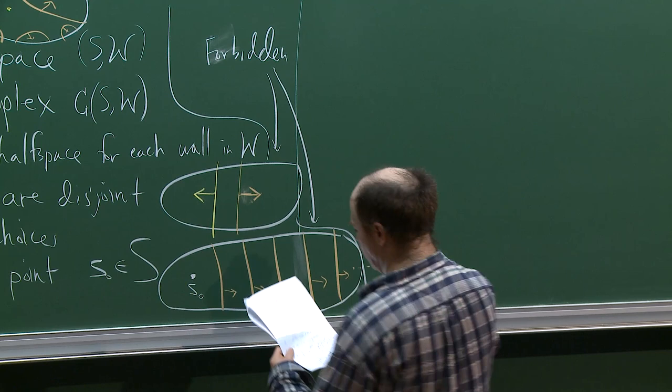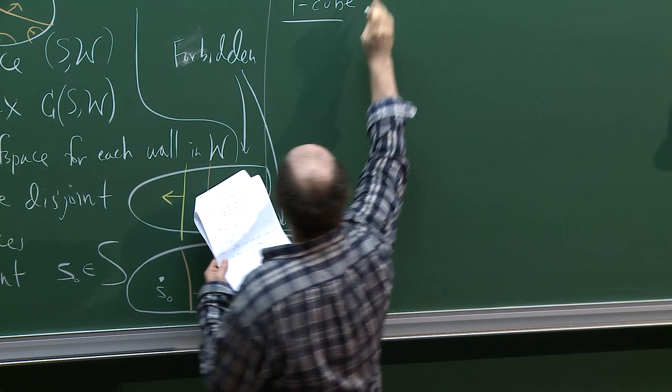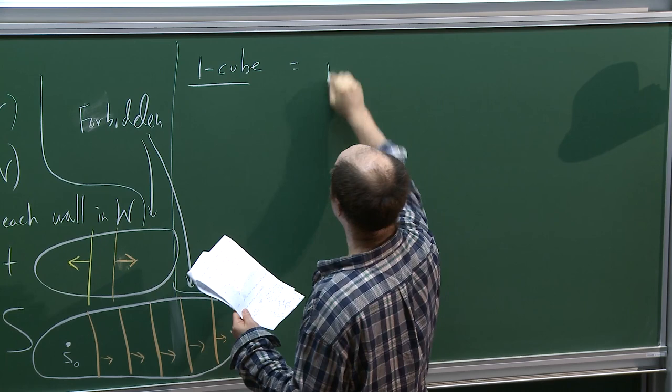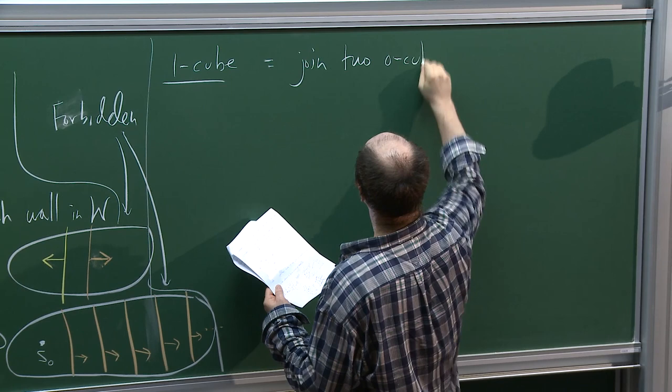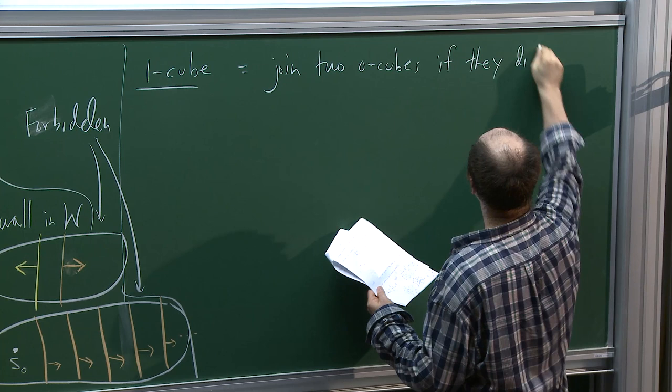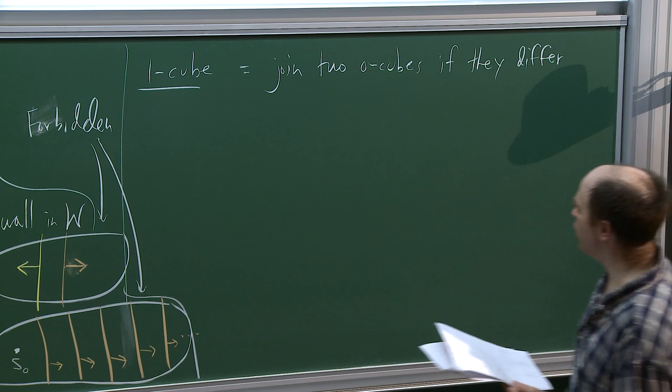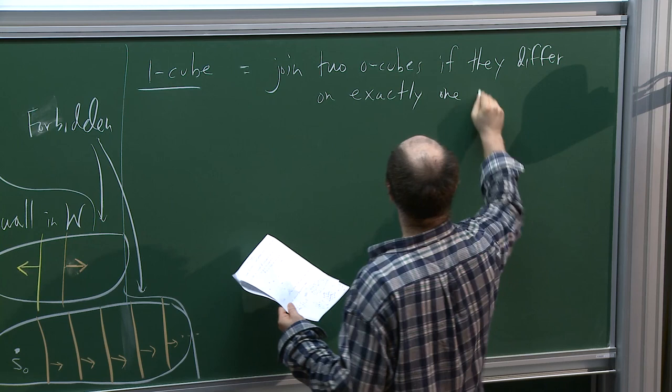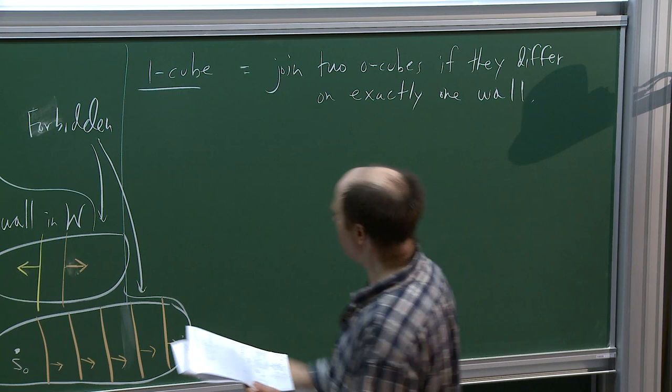So there's going to be a 1 cube. It's going to join 2 zero cubes if their associated choices differ on exactly 1 wall, okay. So I'm going to illustrate that in a second, and then we're basically done.